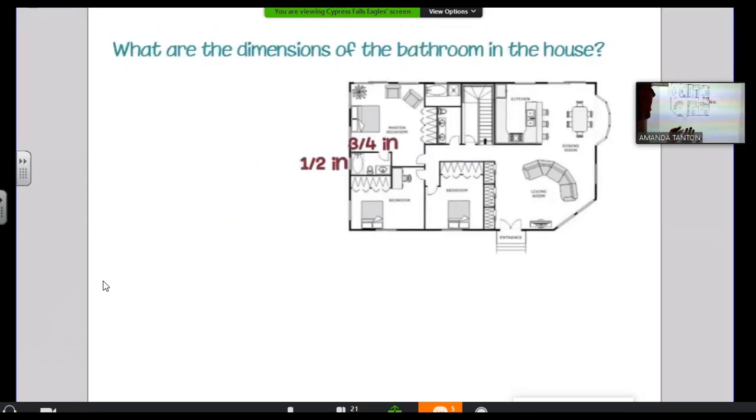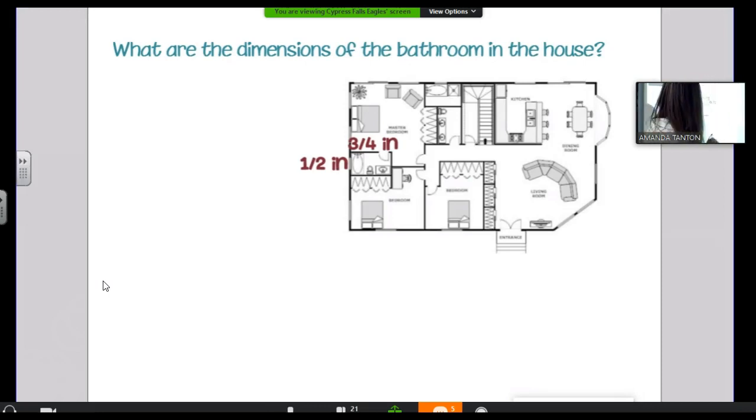Now it's the same picture. And we have this tiny little bathroom. They tried to fit a bathroom in there and squeeze all the stuff in there, but it's tiny. On this drawing, it's 3/4 of an inch by 1/2 of an inch. This time, I want you to use the scale factor to find the length and the width of the real bathroom instead of using proportions, because we can use either one.